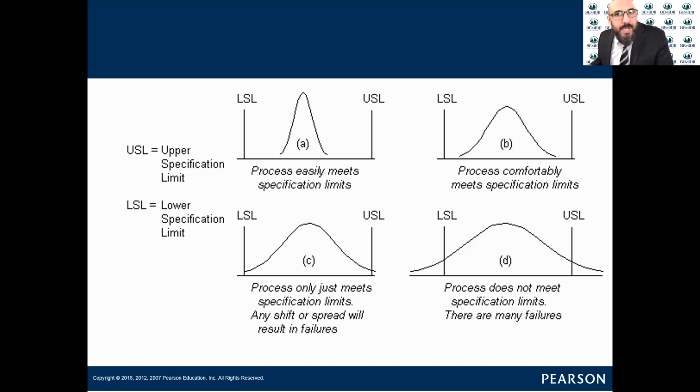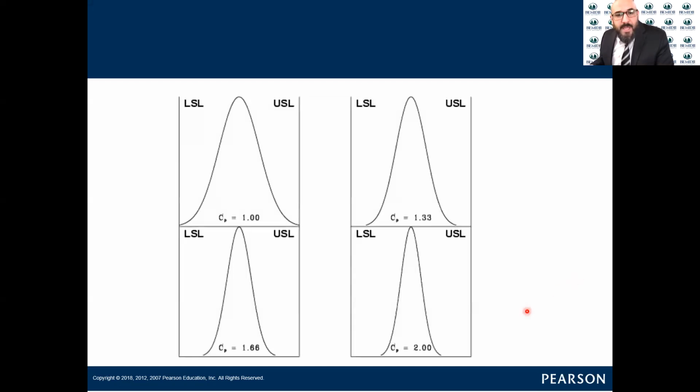Any shift or spread in the values may result in the process not being capable. Process D does not meet the specification limit. As you see, there's some data in here, and in here as well, and that will result in not meeting the specifications, and that would result in failures.